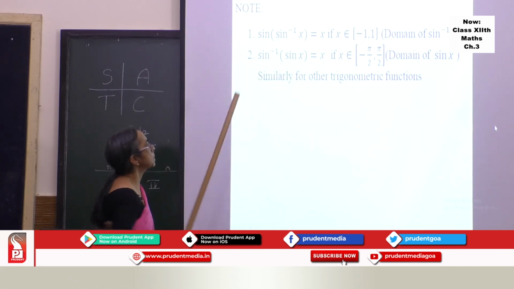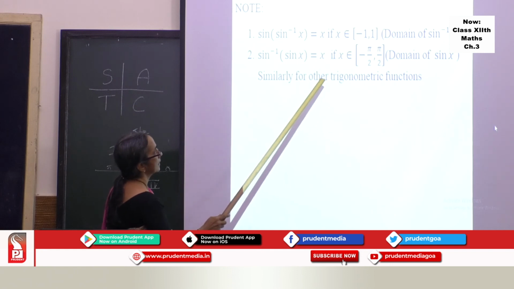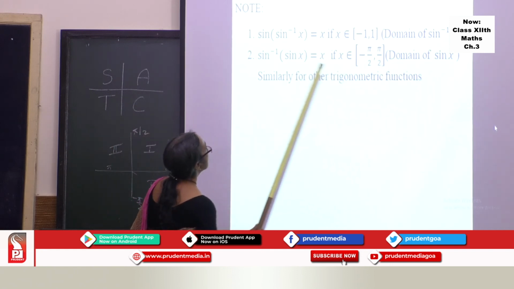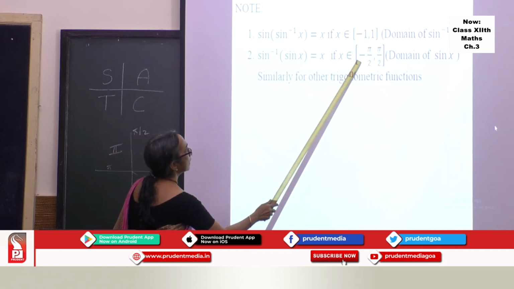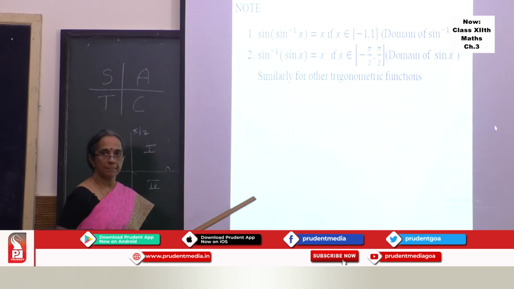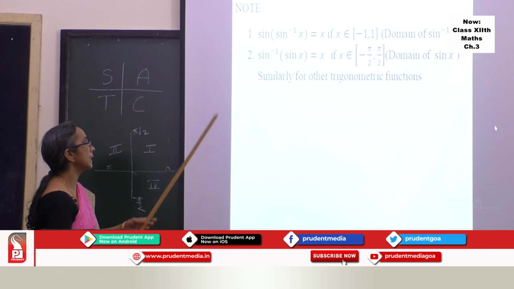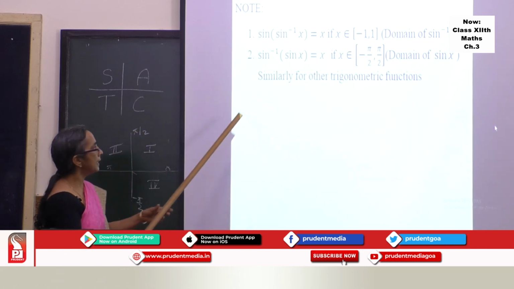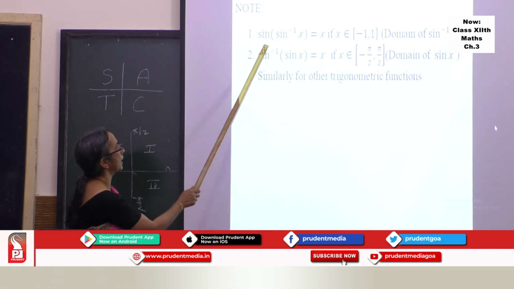And here sine inverse of sin x is equal to x. What is x here? x should be in the domain of the sine function. x belongs to the closed interval minus pi by 2 to pi by 2. It should be in the domain of the sine function. Then sine inverse of sin x is x. Similarly, for other trigonometric functions, you can see what the domain is accordingly.